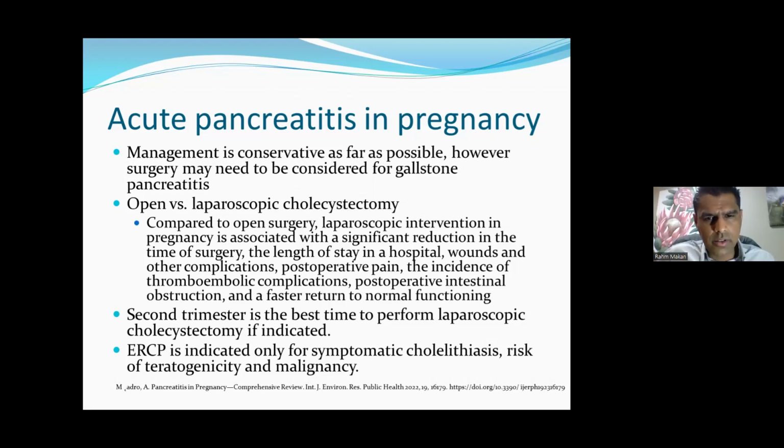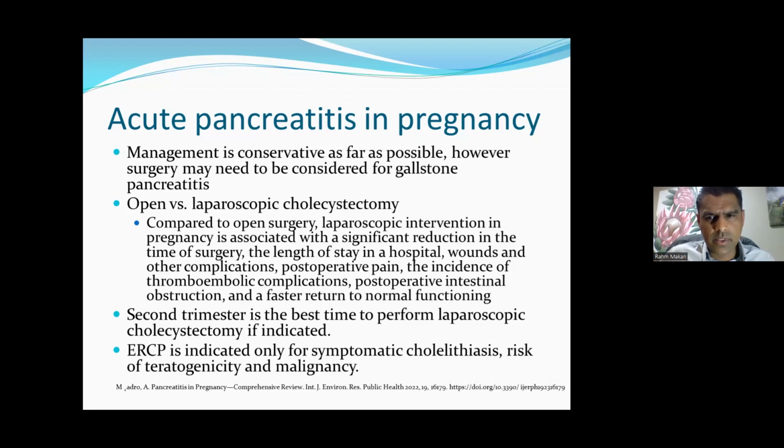Okay, so if she does not have any signs of cholangitis, you'd want to treat her conservatively as far as possible. But now, are you going to leave her for the whole pregnancy with a gallbladder in situ so she can have recurrent pancreatitis, and then maybe in the third trimester she's now severe? So I would try to buy time until at least the second trimester, where we would then consider a laparoscopic cholecystectomy, because the uterus wouldn't be as large as in the third trimester.